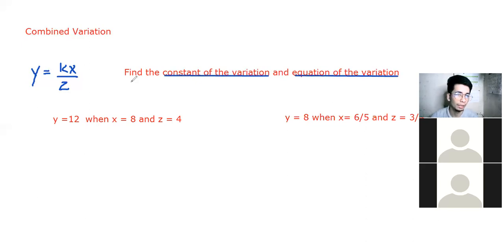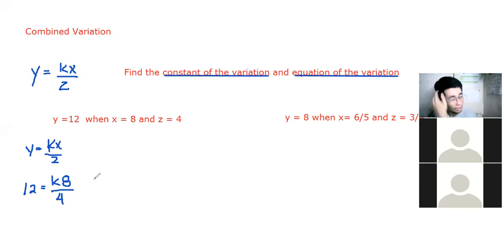So when Y is equals to 12, when X is equals to 8, and C is equals to 4, we use this formula. We have Y is equals to KX over C. Then our Y is 12, so 12 is equals to K. Then what is our X? This one, 8. K8 over 4.